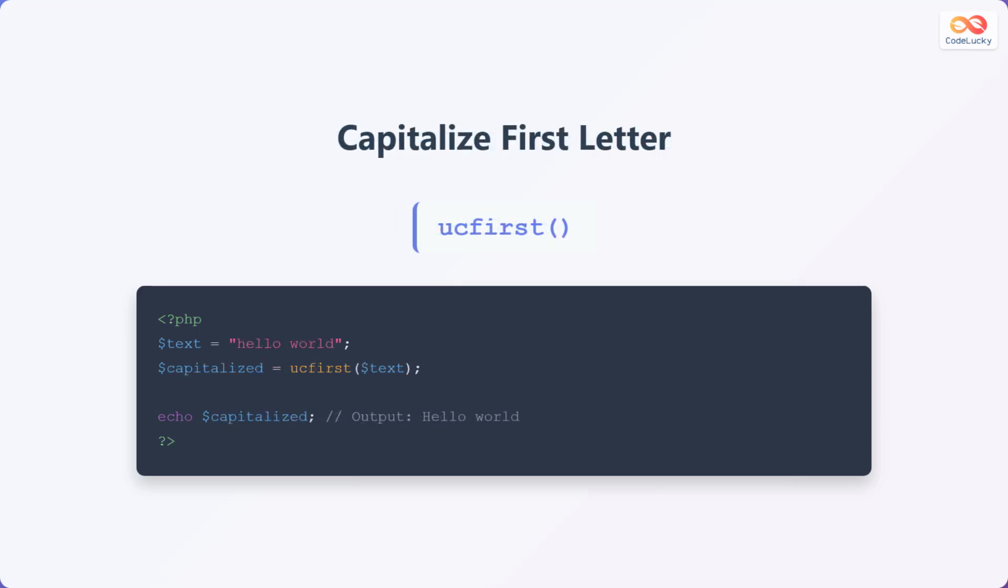Let's examine the ucfirst function. This function capitalizes the first letter of a string. Consider this example. We start with $text equal to "hello world". Applying ucfirst to $text and saving the result in $capitalized, we then echo $capitalized, which results in "Hello world". Only the first letter is capitalized.